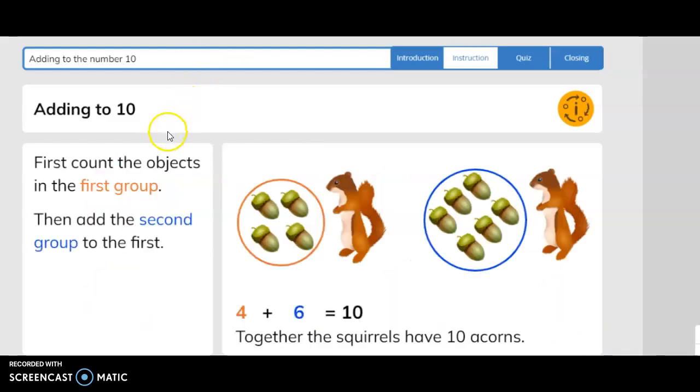Adding to 10. First count the objects in the first group, then add the second group to the first. So here this squirrel has 4, and this squirrel over here has 6. 4 plus 6 equals 10. Together the squirrels have 10 acorns in all.